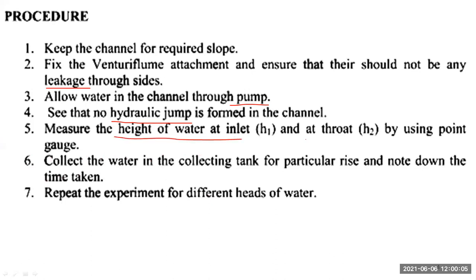One is the height of water at the inlet, which is taken to be H1, and at the throat, which is taken to be H2. So you're going to take two readings, H1 and H2, which are the height of water at the inlet and at the throat using the point gauge. After taking H1 and H2, the same water will flow through the channel and get collected in the collecting tank.